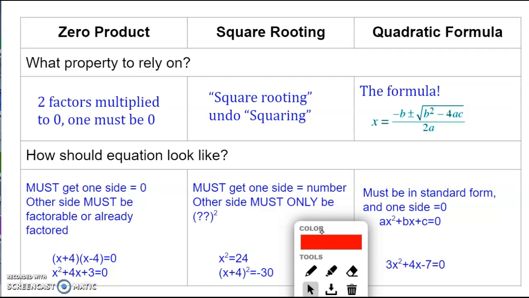Then finally, the quadratic formula. What are we relying on? The formula. And to be able to use that, the equation must be in standard form, and the other side has to be equal to 0. So ax squared plus bx plus c is equal to 0. So for example, 3x squared plus 4x minus 7 is equal to 0.